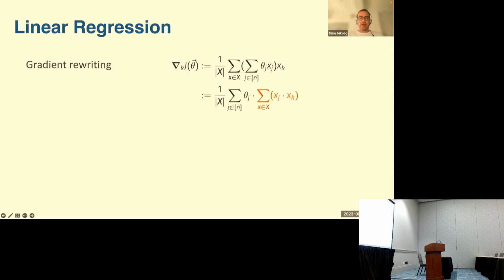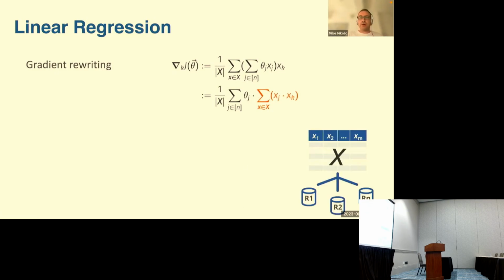Now, in this case, we can exploit the algebraic properties of summation and multiplication to swap the two sums and pull out the theta parameter outside one summation. This leaves us with a term, and here it's marked in red, that computes a sum of products of two features, xj and xk, over all the tuples in the dataset. Now, the power of this transformation is that we can now isolate these data-dependent computations in the gradient formula.